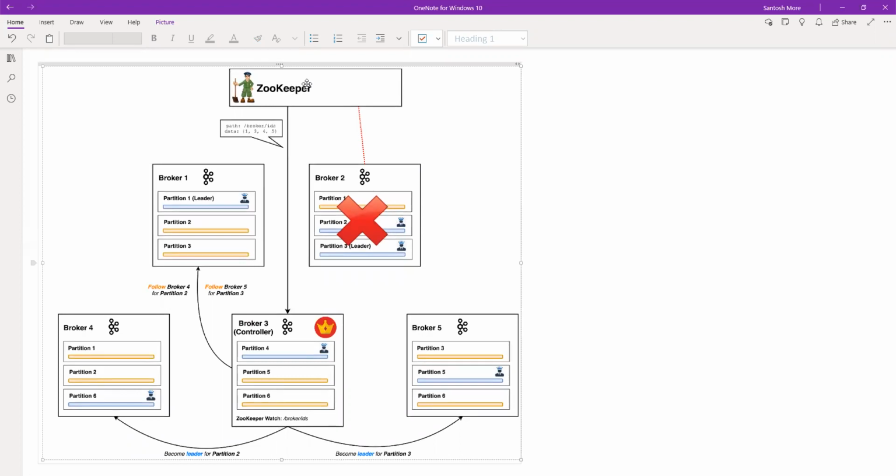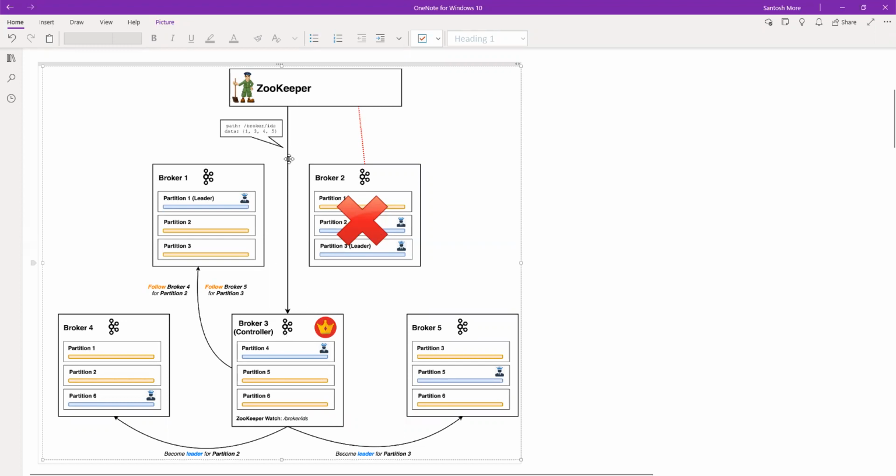So usually every broker will have its znode created in ZooKeeper, and that is the ephemeral node, right? So whenever this broker 2, for some reason, like a GC pause or some transient response delays for the heartbeat, then that session will be terminated. And when that session is terminated, the controller broker will be notified.